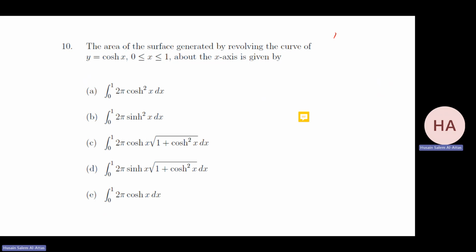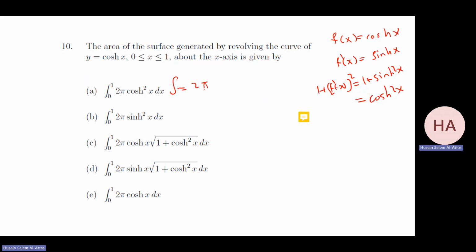Okay. I have f of x, so f prime of x is sinh x. 1 plus f prime of x all squared is 1 plus sinh squared, which is cosh squared. Now S will be 2π integral from 0 to 1, about the x-axis, y times the square root of 1 plus f prime of x all squared dx.